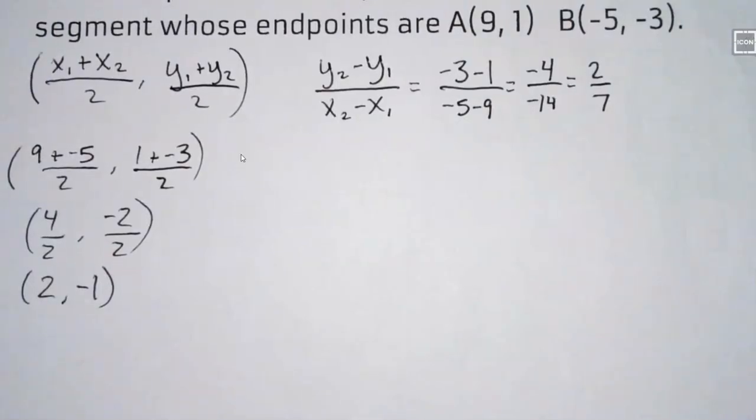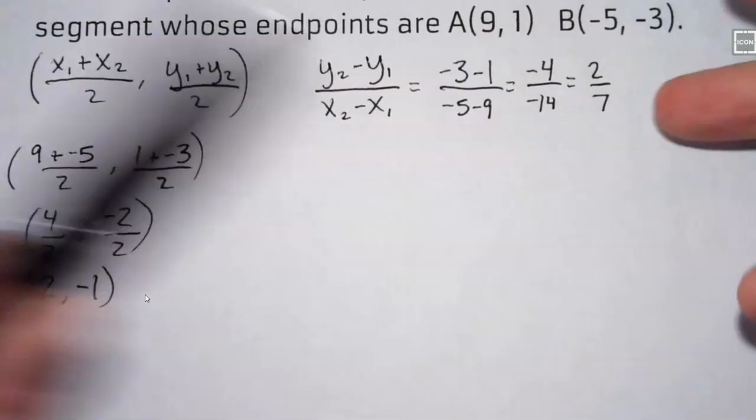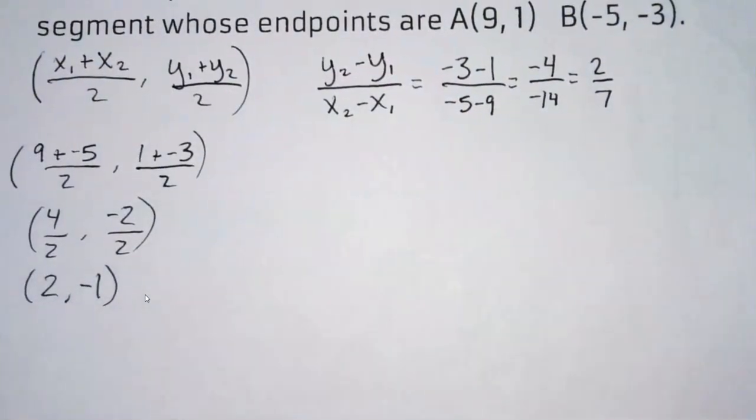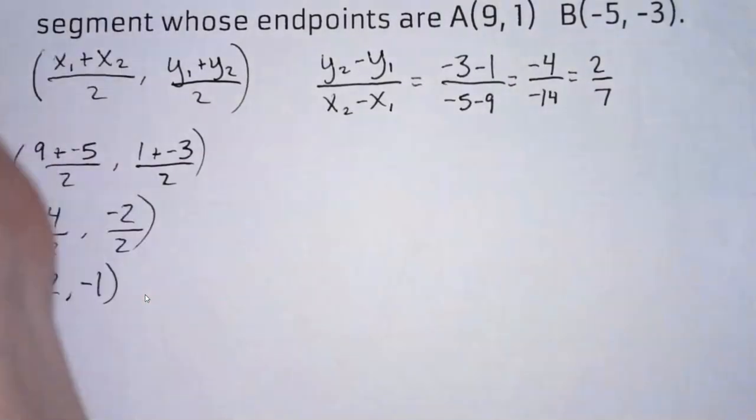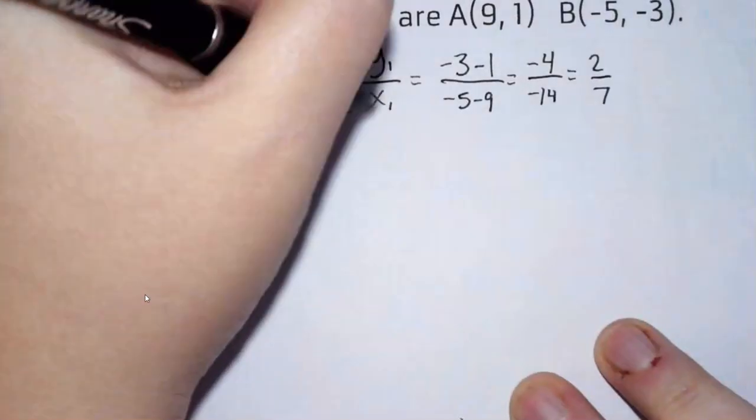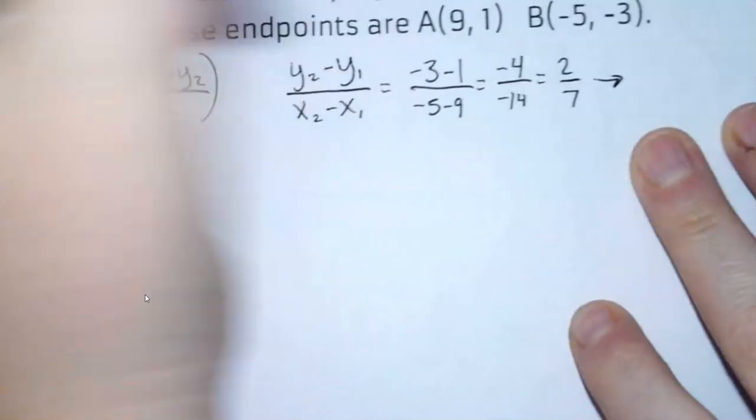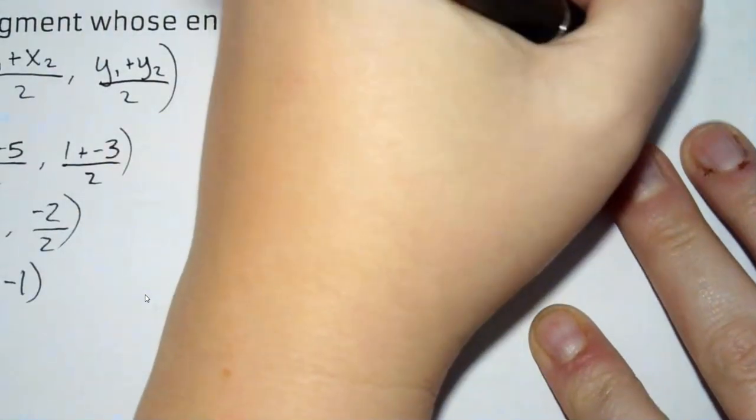All right, so this is the midpoint, this is the slope. Kind of check and see what you have. If you made a mistake, figure out where that is. But I didn't want you to go into solving the rest of it and have the wrong slope and midpoint. So the midpoint is 2, negative 1. The slope is 2 over 7. So your job right now is to change this to a perpendicular slope.